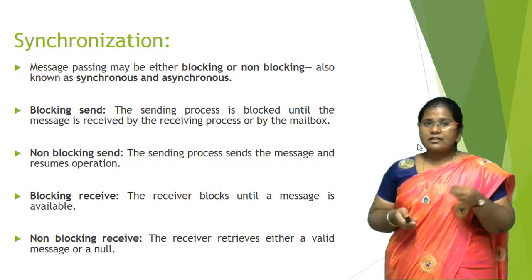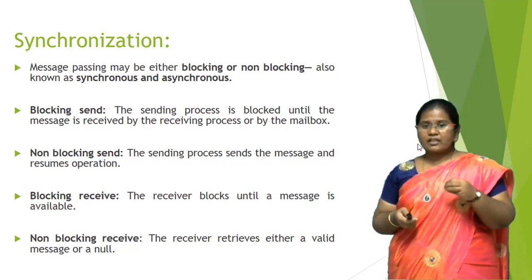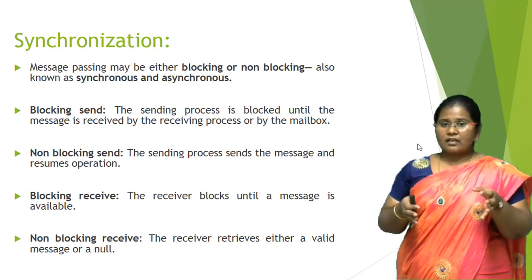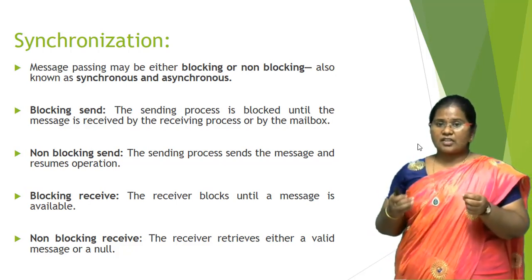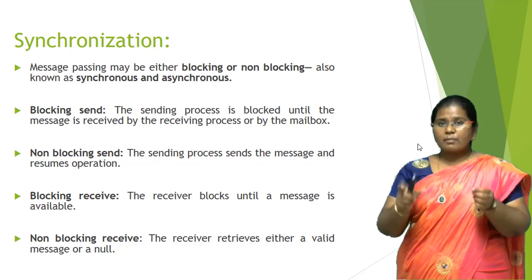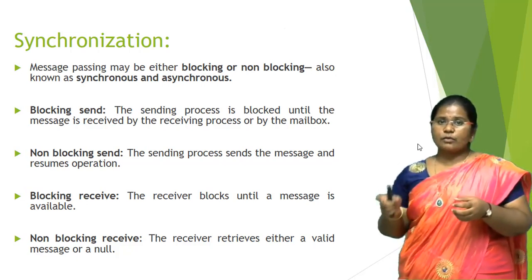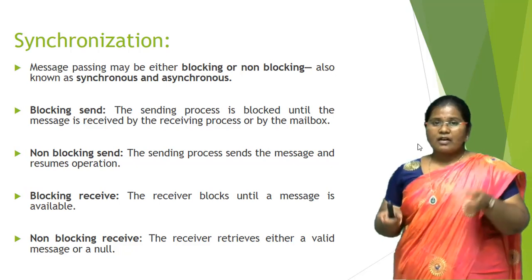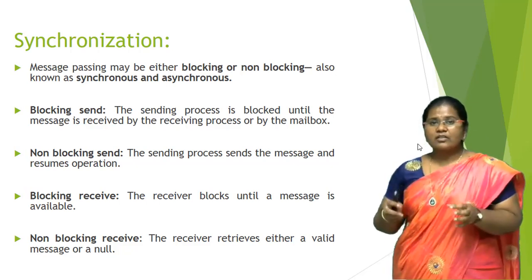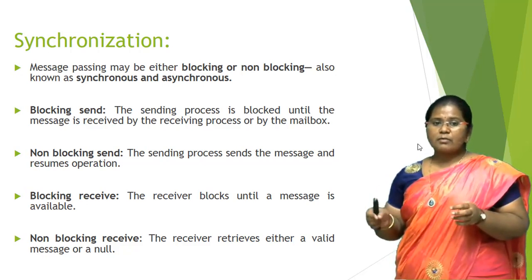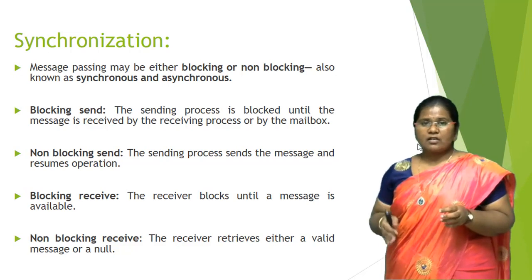And next we have the blocking receive. In this mechanism, the receiver will be blocked until the message is available. If the mailbox is empty, the receiver will not be allowed to execute the receive system call. Whenever the sender process sends a message to the mailbox, then only the receiver will be unblocked to receive that message from the mailbox.